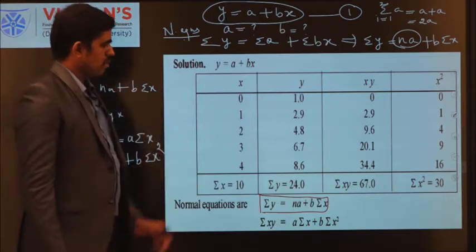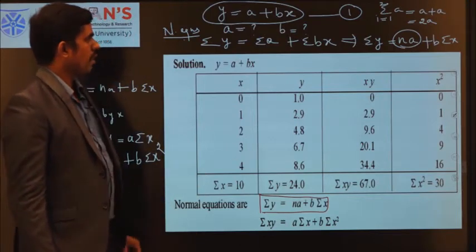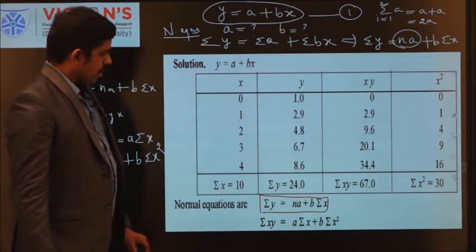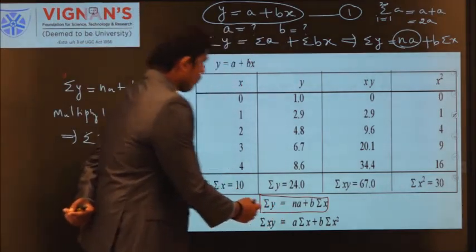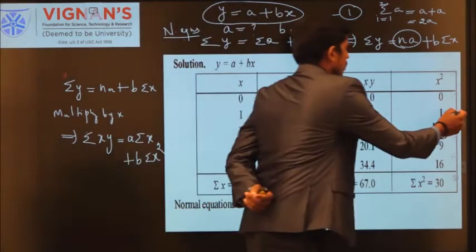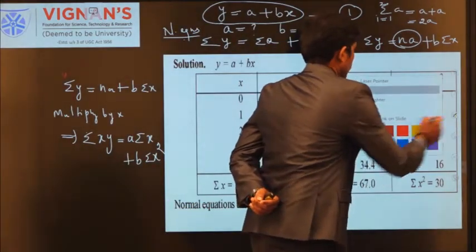So now you can look at the problem. What do I want to do now? In these normal equations, I want some values. What are all the values I need?